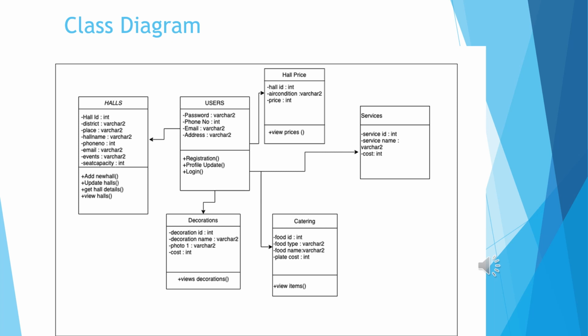Class diagram. The class diagram is the main building block of object-oriented modeling. It is mainly for the general conceptual modeling structure of the application. The classes in a class diagram represent both the main elements and interactions in the application. The given diagram is the class diagram for the registration and login module.